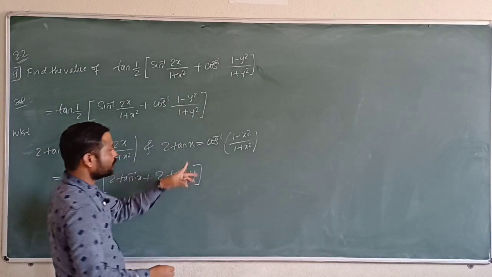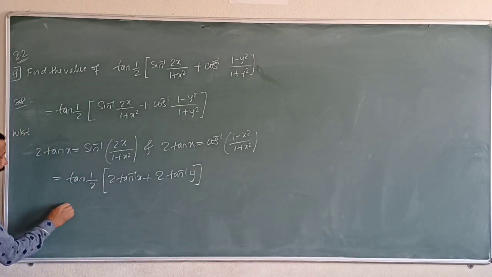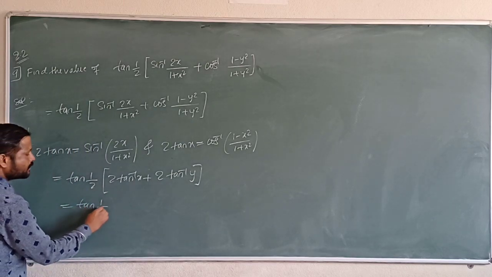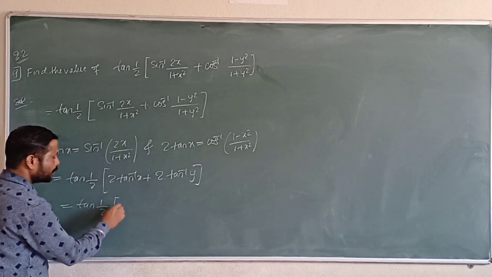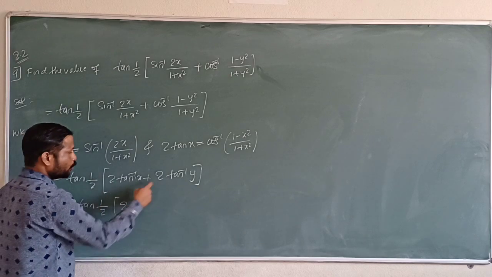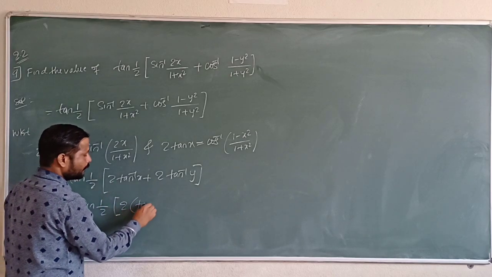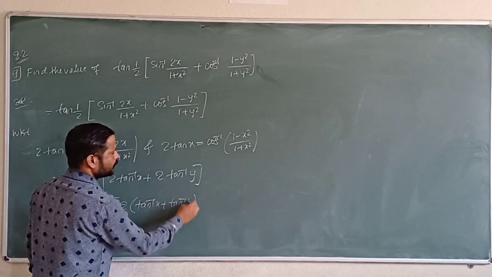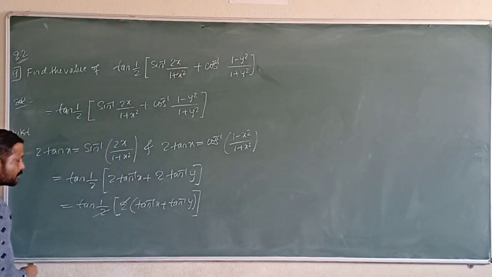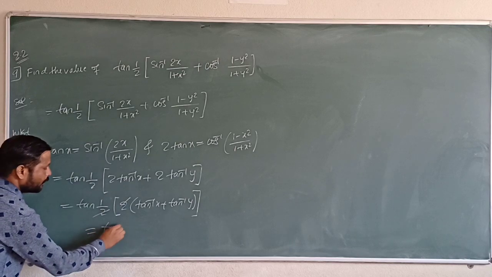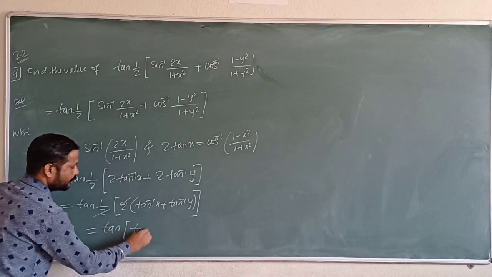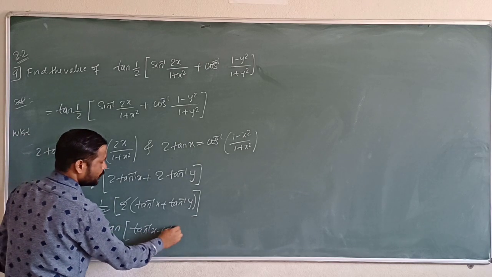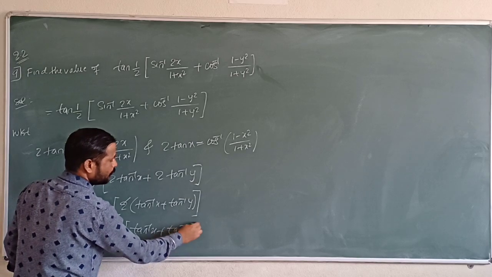It is not x here. We have to take y. Right? Then tan of 1 by 2 times what? What is common in both the terms? 2 is common. Then what remains? Tan inverse x plus what here? Tan inverse y. Correct? Then the 2 gets cancelled. What do we get? Tan of tan inverse x plus tan inverse y.